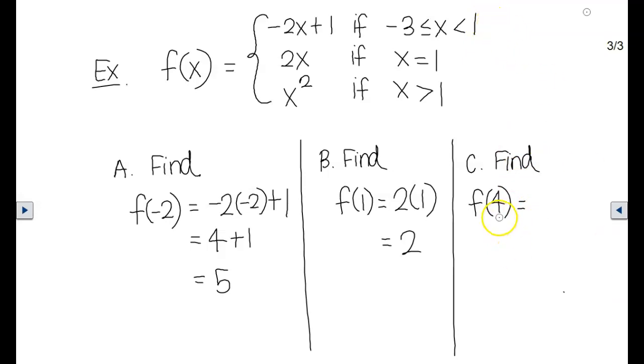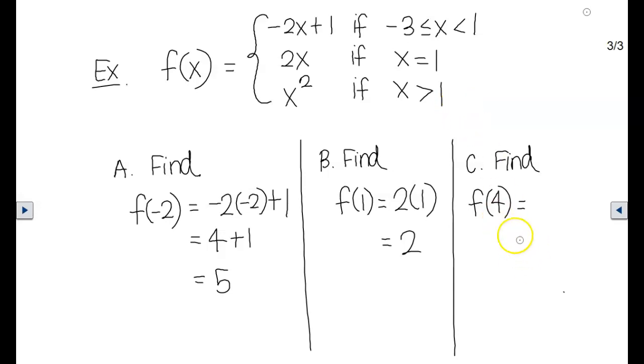All right, take your 4 for x and let's test it in this second domain. Is 4 equal to 1? No. So I can't use the second rule because 4 doesn't fit its domain. Take the 4, test it in this last domain. Is 4 greater than 1? Absolutely. So I found my rule.